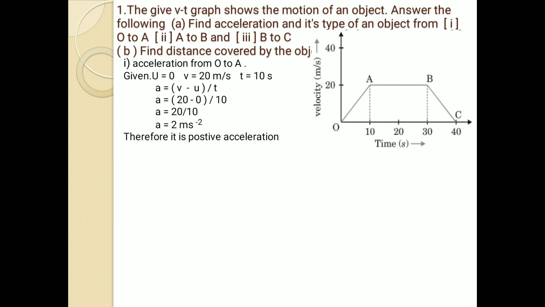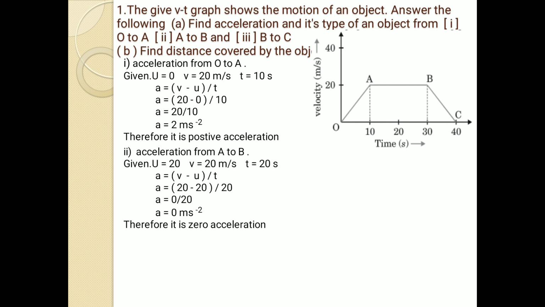Is it clear? So now what type of acceleration is that? This is a positive acceleration. Therefore, it is a positive acceleration. Why is it a positive acceleration? Because velocity is increasing. Increasing from where to where? From 0 to 20 meter per second. Is it clear?